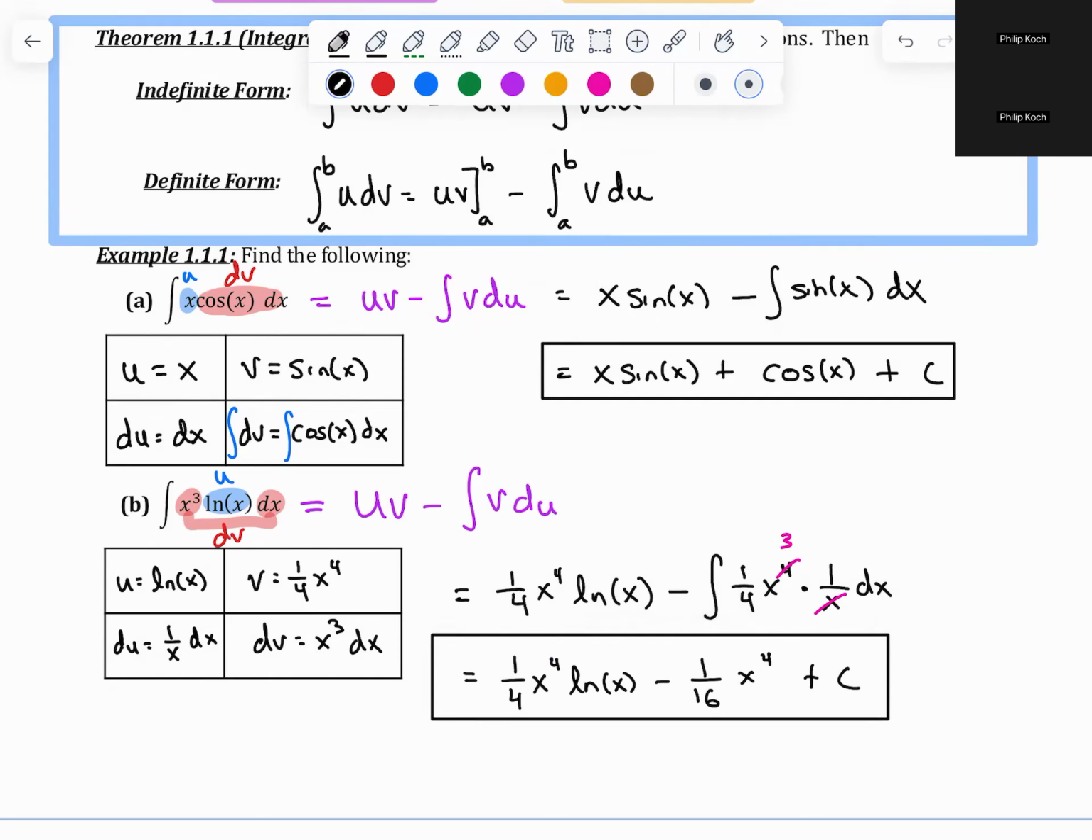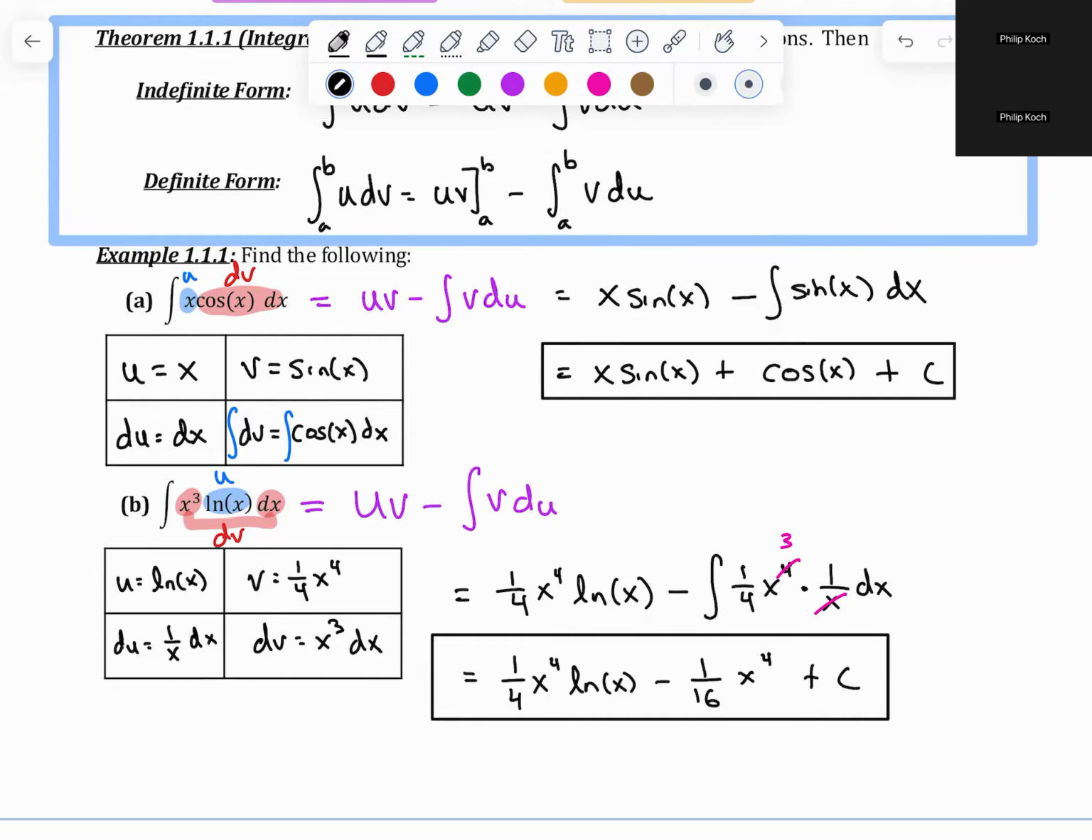And if you want to prove this to yourself, remember, one of the great things about integration and differentiation is that you can check your work. If you take the derivative of this, you will see that you get back x cubed natural log of x. It happens that the 1/16 term cancels with one of the parts of the product rule. It's pretty cool. Any questions on that?